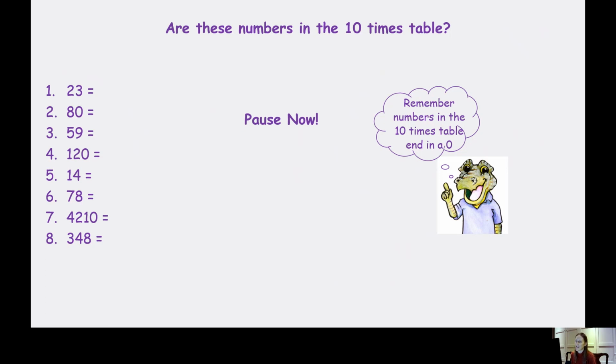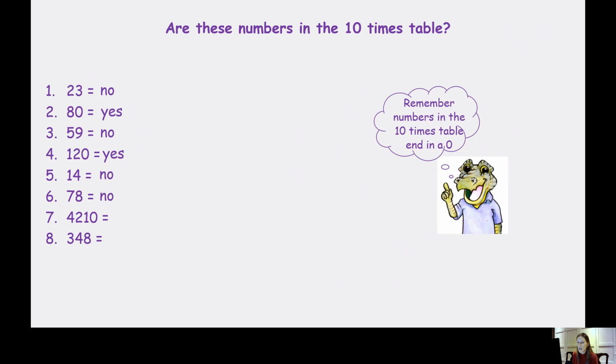Okay, let's have a look at how you've got on. So, is 23 in the 10 times table? No, it's not, because it doesn't end with a 0. But 80 is, because that does end with a 0. 59, no, that doesn't end with a 0. But 120, that's yes, isn't it? Because that ends with a 0. 14, no, that doesn't end with a 0.